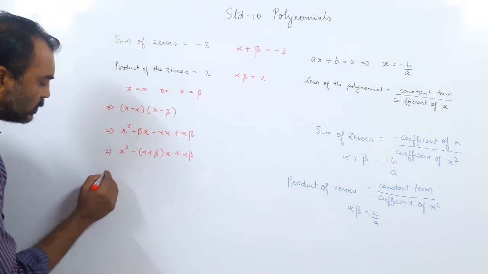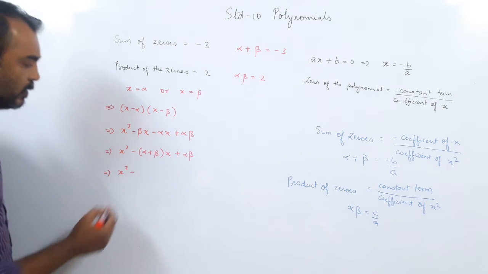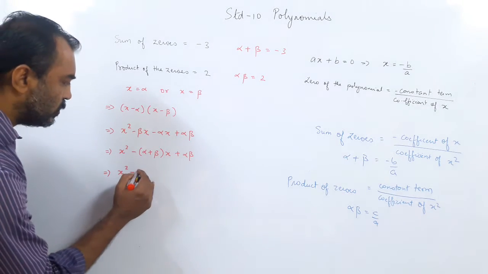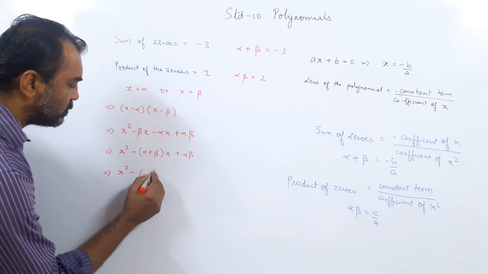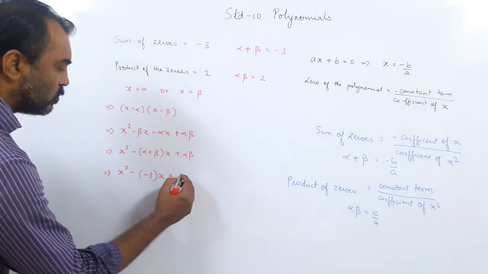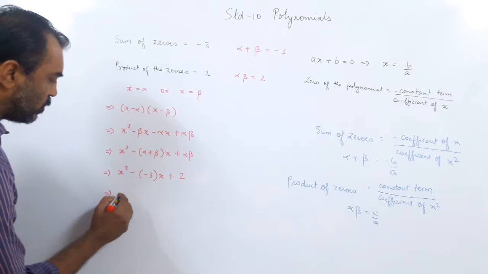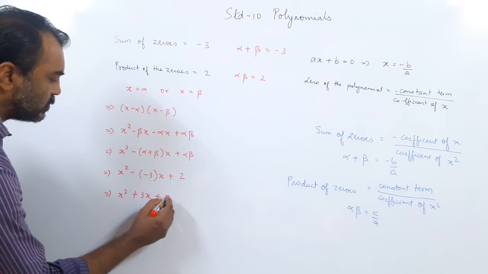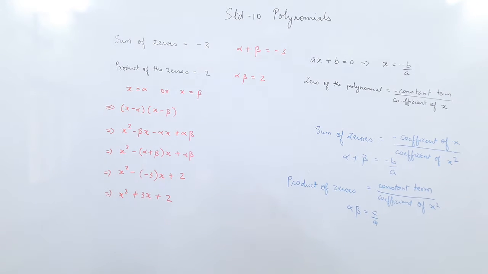So the quadratic polynomial is what? x square minus the sum of the roots. What is the sum of the roots? Minus 3. So I should put here minus 3x. What is the product of the roots? 2. So it will be here 2. So I have got x square, minus into minus is plus 3x, plus 2. This is the quadratic polynomial.